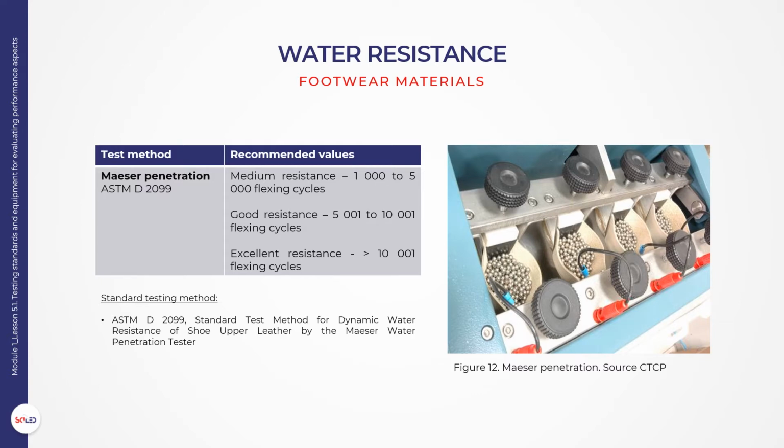The recommended values are divided in 3 categories according to the resistance. Medium resistance for 1,000 to 5,000 flexing cycles. Good resistance for 5,001 to 10,000 flexing cycles. Excellent resistance for higher than 10,000 flexing cycles.